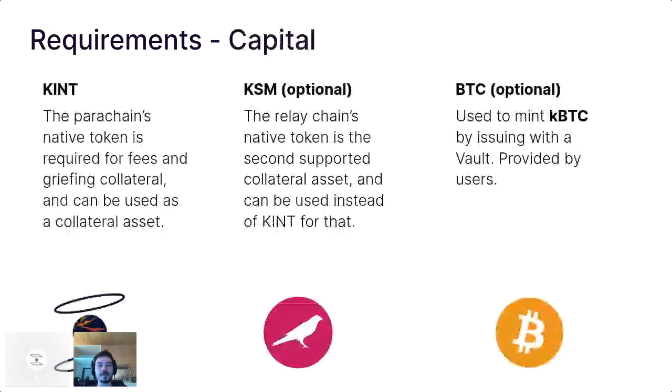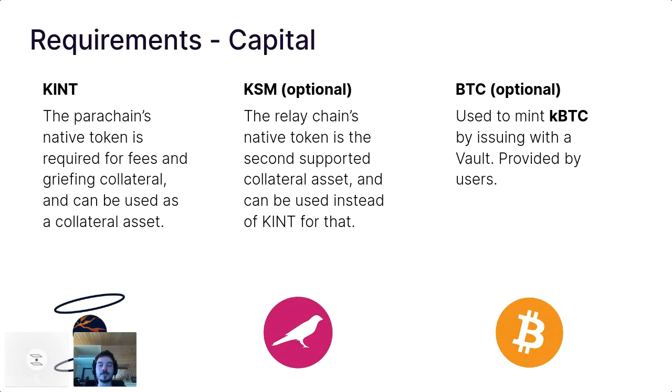All right, so much for the infrastructure. For the capital, you obviously need to provide collateral. On Kintsugi, you will need KINT at the very least, which is our governance token. That's necessary for paying for transaction fees on the parachain. You don't need a lot for that. You can also use KINT as a collateral asset, so you can use KINT to insure the locked BTC.